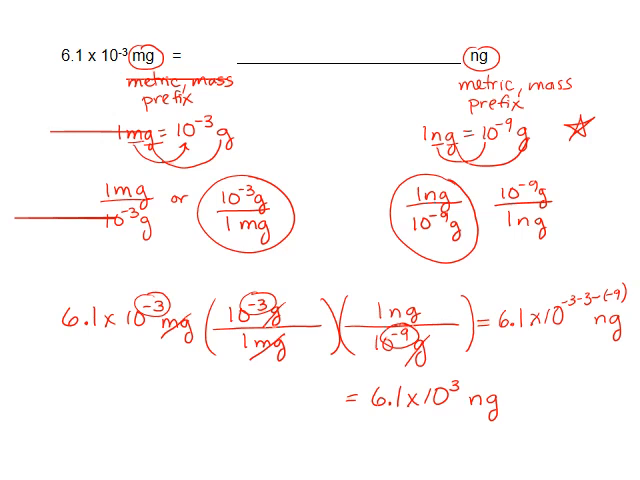We also want to check our significant figures. 6.1 has two significant figures. The metric to metric conversion between milligrams and grams has an infinite number of significant figures, as does the conversion between nanograms and grams. That means our final answer should have two significant figures.